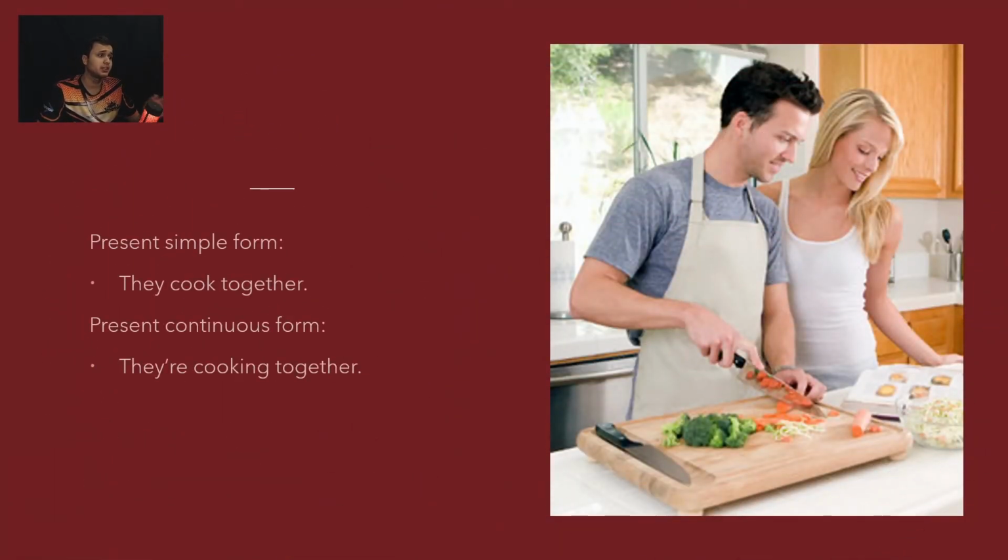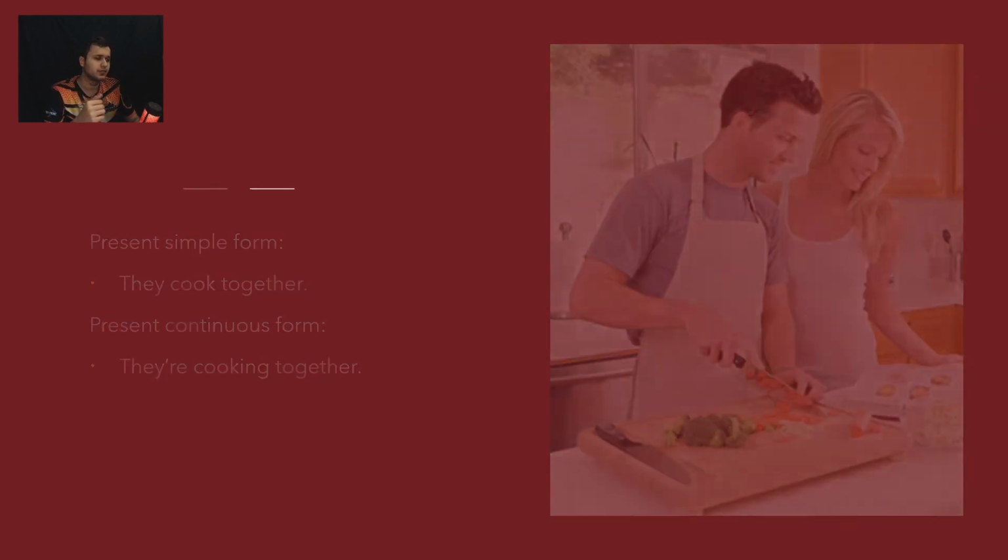And we can see here another example of it. The present simple form of this picture could be they cook together, and the continuous form will be they are cooking together. Again, the present simple form says that they usually do it, and the continuous form says that they are cooking together. It means that they are doing it at this moment. Not necessarily do they do it together regularly. I mean, they are doing this at this moment.